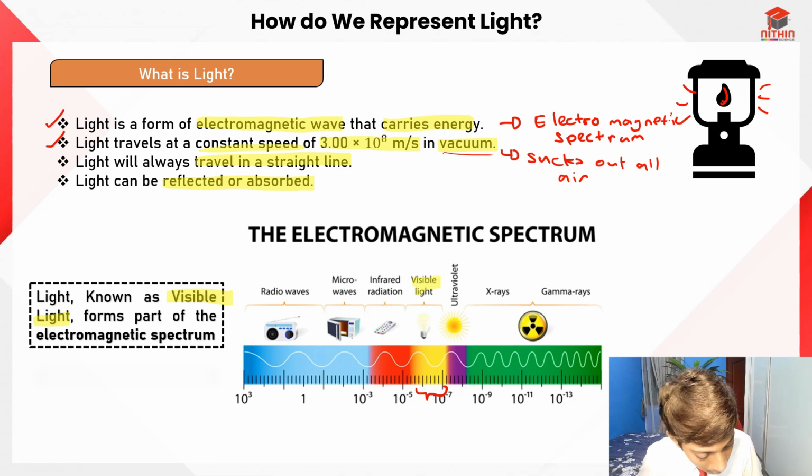Okay, you can see this, right? And we also have our close neighbors, the infrared radiation, ultraviolet, X-rays and gamma rays, microwaves, and radio waves. Okay, so all of these are lights, and this is our light, visible light, the light that we can see. Okay, next.